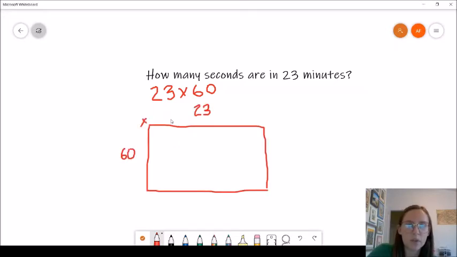23, I would be able to expand into 20 plus 3, and then 60, I would not be able to expand because that's just 6 tens and I don't have anything in my ones place, so I can't expand it. 20 times 60, well, I know 2 times 6 is 12, so 20 times 60 would be 1,200. And then this area over here, I have a length of 3 and a width of 60. I know that 3 times 6 is 18, so 3 times 60 would be 180.